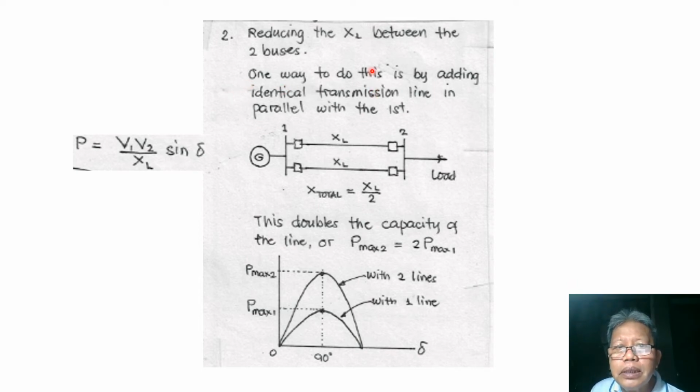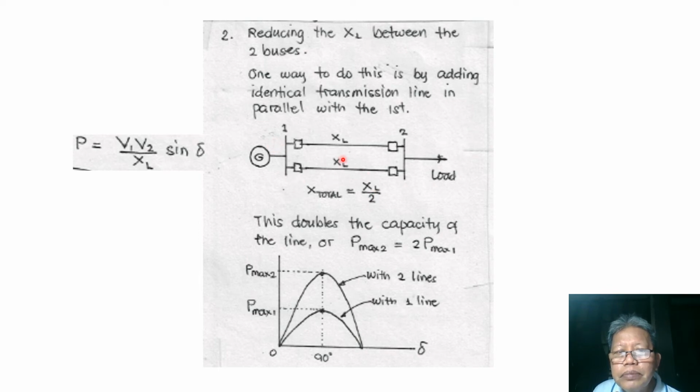Now, the second method of increasing the flow of power from our generator is by reducing the XL between the two buses, the reactance of the line. One way to do this is by adding an identical transmission line in parallel with the first.